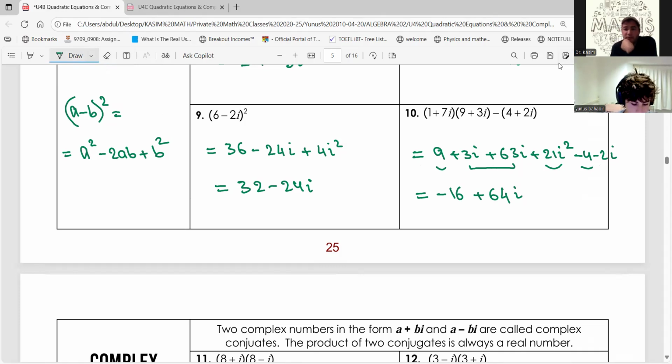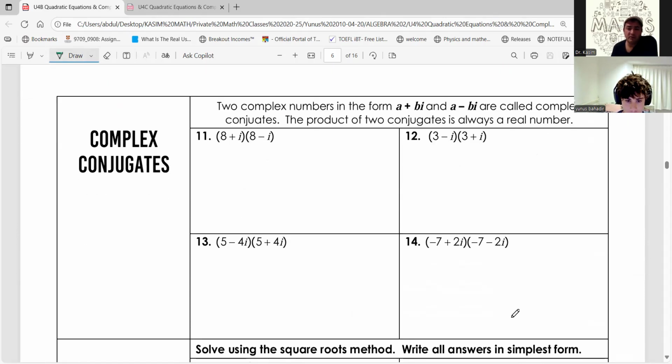Okay, that's it. You just have to know that i squared is negative 1, and a lot of rules are just algebra rules. Complex conjugate. Now we will learn another new word, conjugate. What does conjugate mean? Okay, read this. Two complex numbers in the form a plus bi and a minus bi are complex conjugates. The product of two conjugates is always a real number.